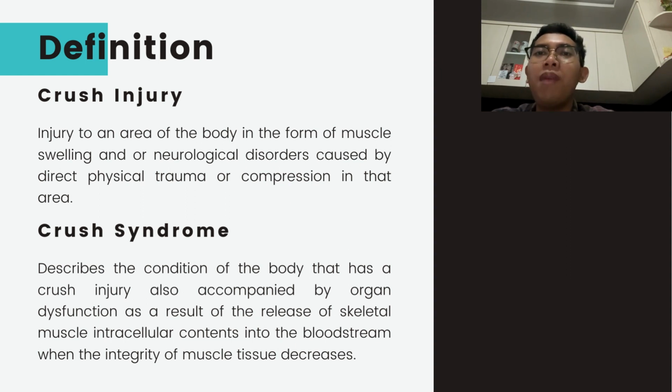Meanwhile, crush syndrome, also known as traumatic rhabdomyolysis, is a complication of crush injury that describes the condition of the body that has a crush injury, also accompanied by organ dysfunction as a result of the release of skeletal muscle intracellular contents such as myoglobin, potassium, and phosphorus into the bloodstream when the integrity of muscle tissue decreases.